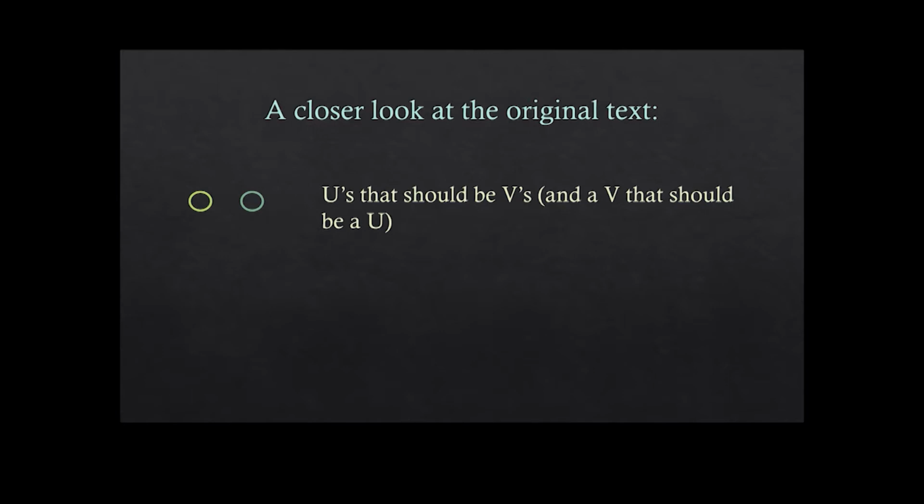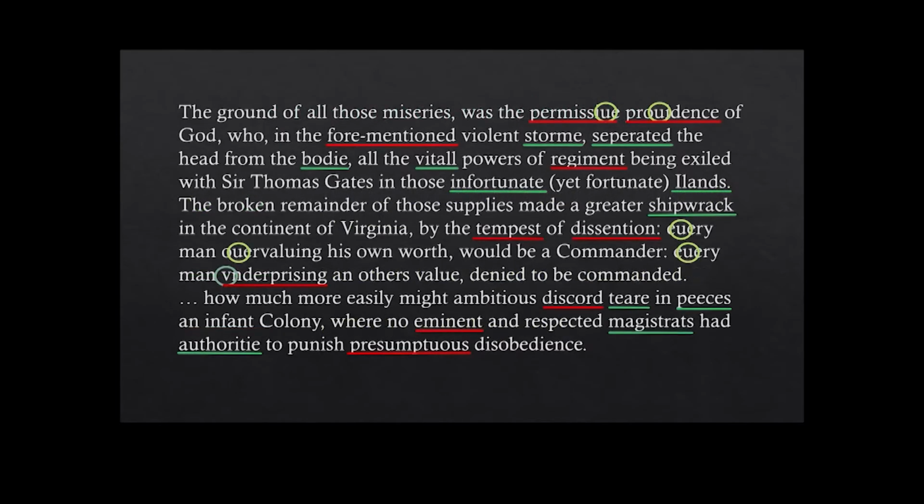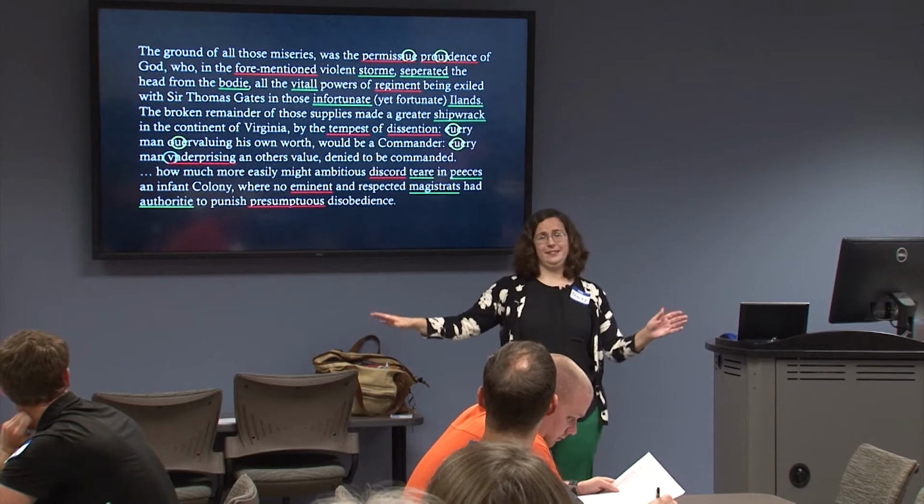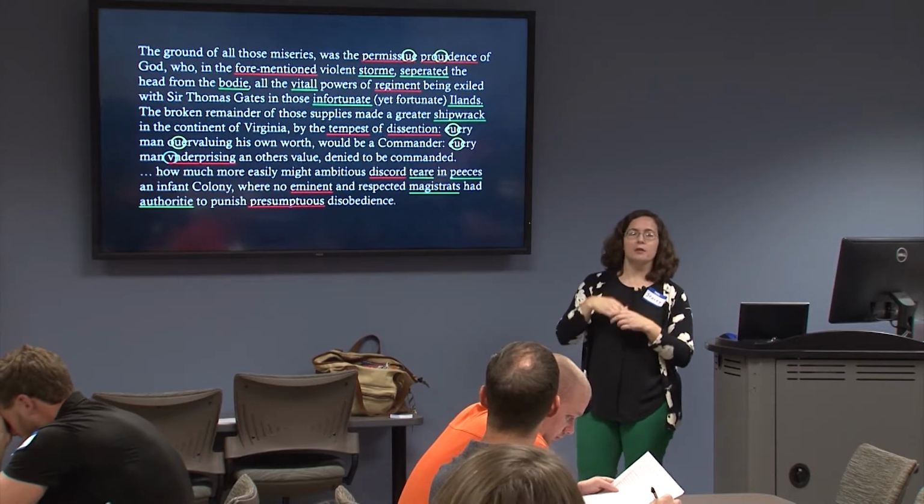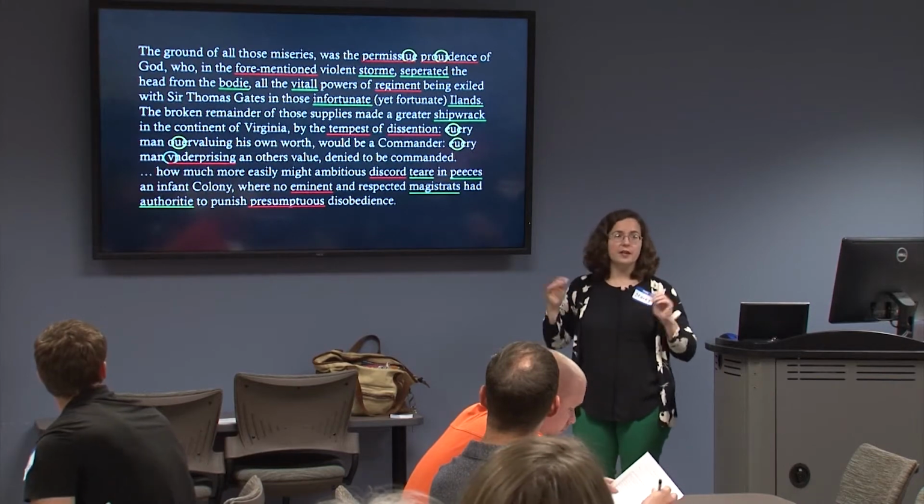So when you look at the original text, this is where it scares students to look at these things. This is the key, by the way, for what's going to come after this. So we have circles where U's that should be V's and a V that should be a U. Underlining words that aren't spelled the same. Underline difficult vocabulary words. So this is what I went through. Just to show your students that, look, if you can read any of this, you are doing good. The fact that this is written for grown-ups 400 years ago doesn't mean that I expect you to be able to read this right now today without any help.